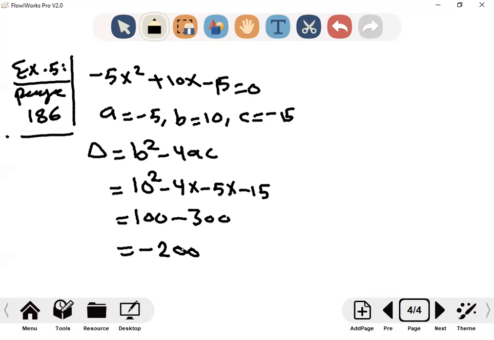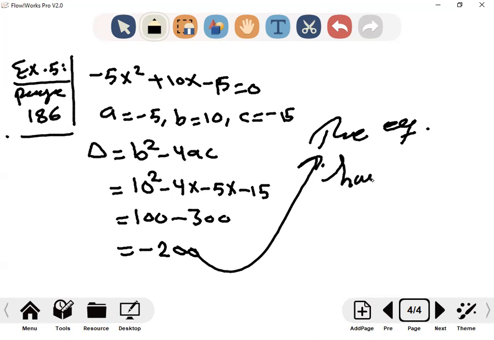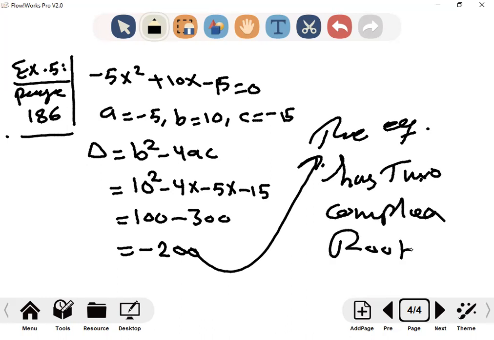Delta is negative, what do we write? The equation has two complex roots. Complex, there is i. Okay? Now, do the check. This is example 5. Do the check by yourself. Go.